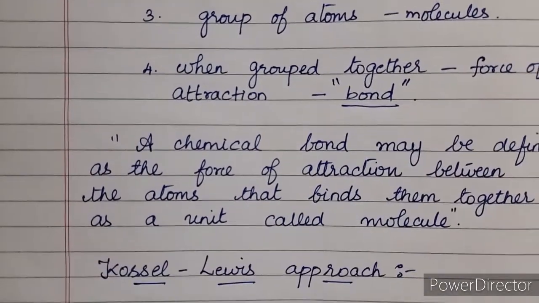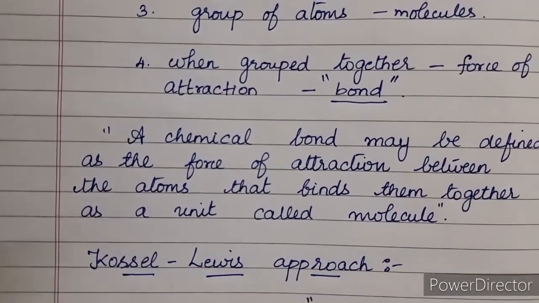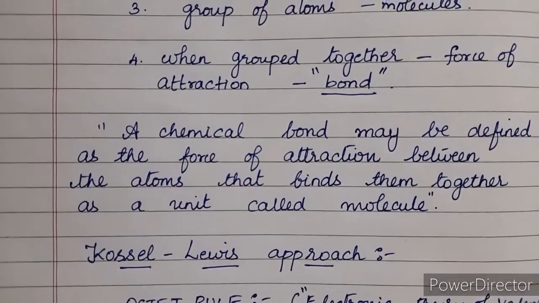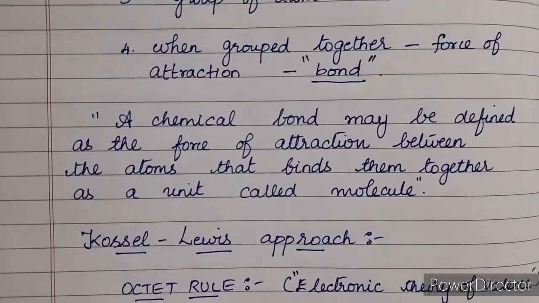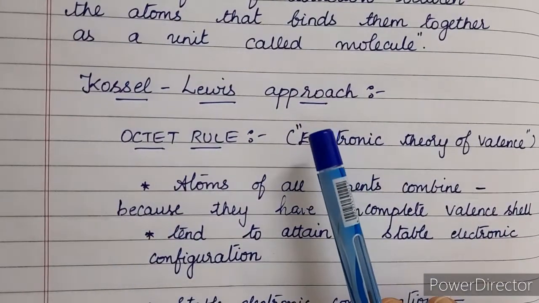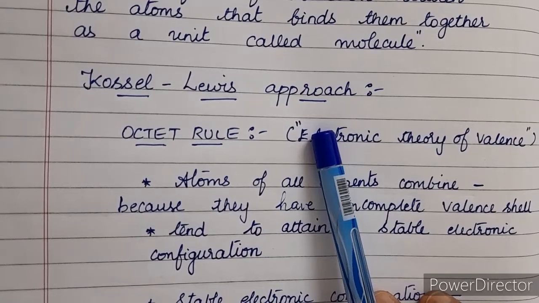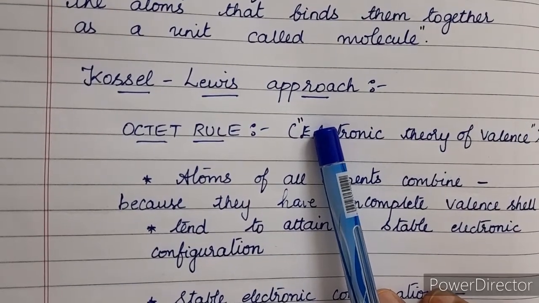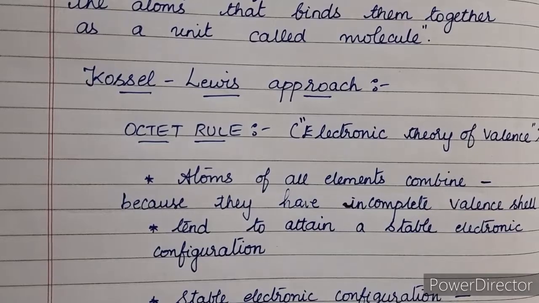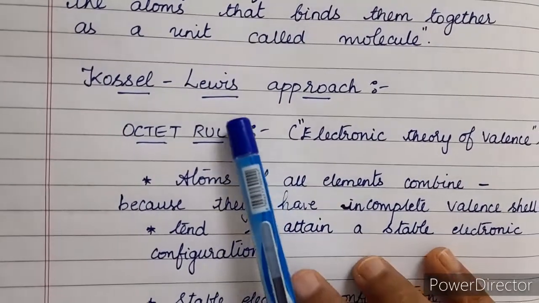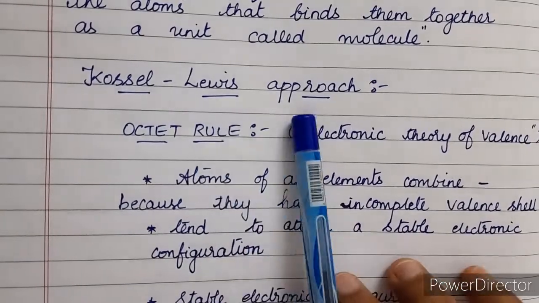Now we'll go to Kossel-Lewis approach. Now in that we'll be learning about the octet rule, right? Now what do you mean by octet rule? Atoms of various elements combine together to form the chemical compound, isn't it? Now this can be done in various ways. Now why do atoms combine? How do they combine? So these are explained by the Kossel-Lewis approach.